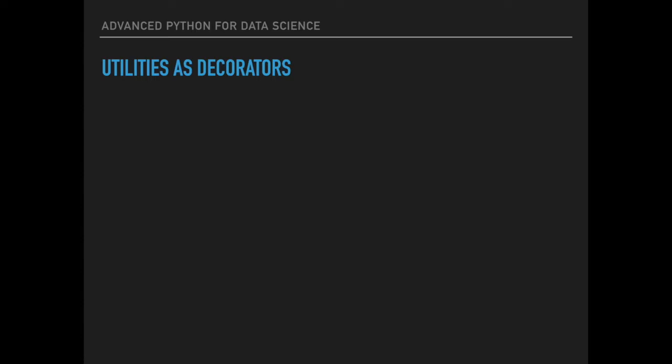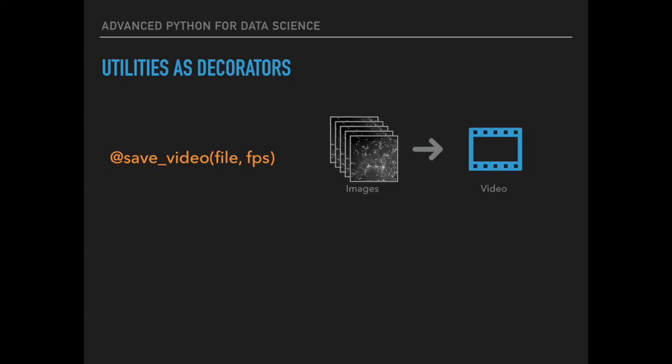Decorators were also used to implement some of the functions provided in the utilities module. Specifically, parameterized decorators that act as decorator factories were used to allow conversion and saving of the output of a function. Here, the save video decorator intercepts the output of a function and saves it to a video file with a specified frame rate.